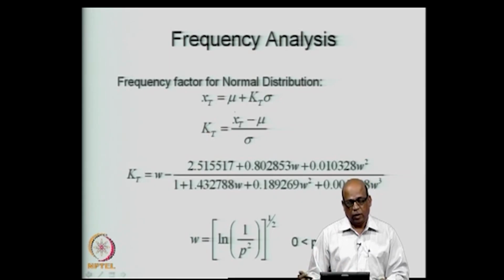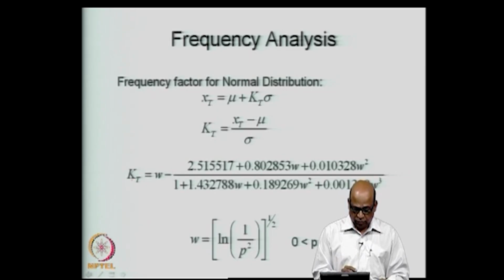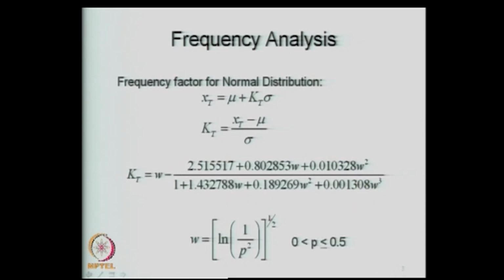However, there is an expression available for the z value itself for the normal distribution. That expression we introduced towards the end of the last lecture, that is z, which in this case is also equal to K_T, will be a function of w like this, where w is [log of 1 over p square] the whole to the power half, and this is valid for p less than or equal to 0.5, and p is our probability of X being greater than or equal to X_T, which is given by 1 by T.